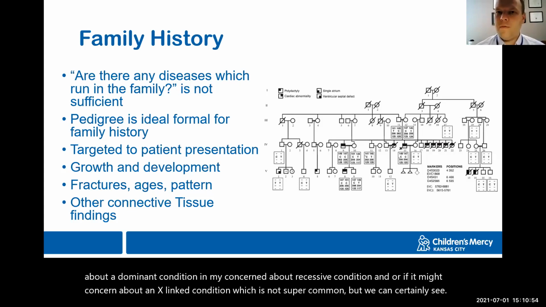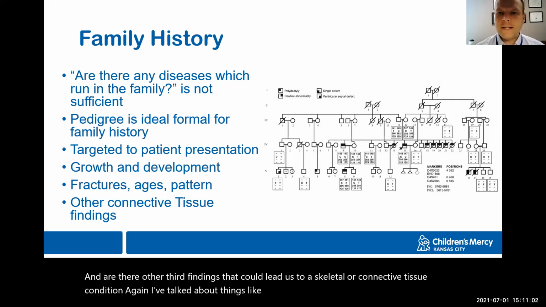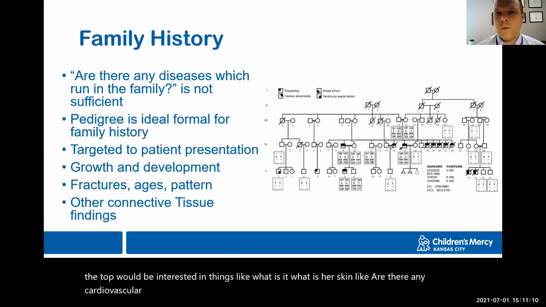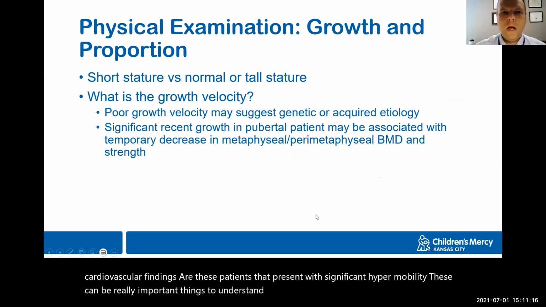And are there other findings that could lead us to a skeletal or connective tissue condition? Again, I've talked about things like height in the family, and that's important. But I also would be interested in things like, what is their skin like? Are there any cardiovascular findings? Are these patients that present with significant hypermobility? These can be really important things to understand in the family history.